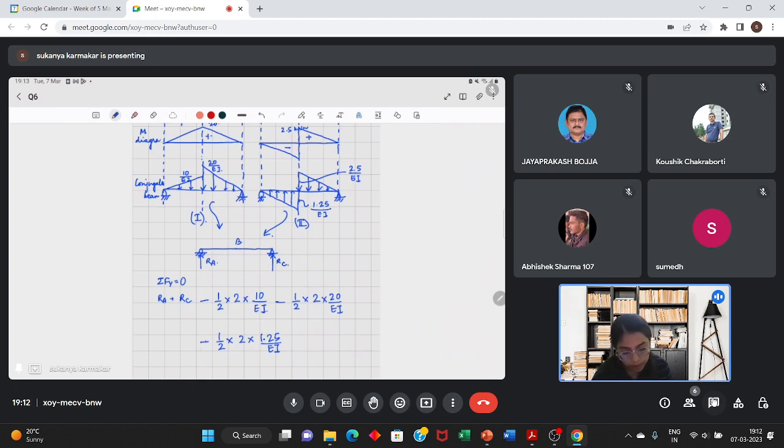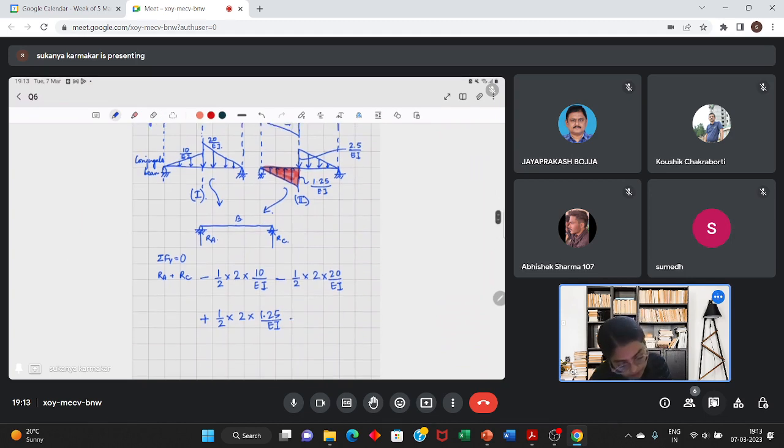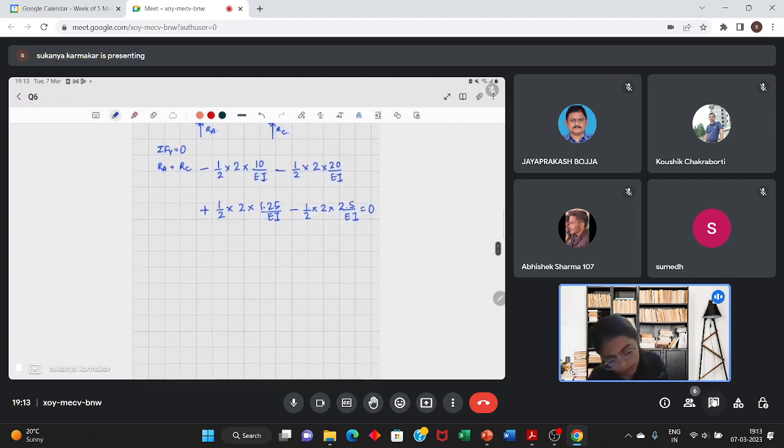This part 1.25 EI, this triangle, is in the vertically upward direction, so I've taken it to be positive. Again, negative half into base into 2.5 divided by EI is equal to 0. So from here you get RA plus RC is equal to 26.25 EI.